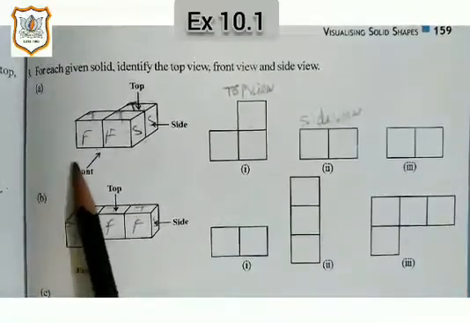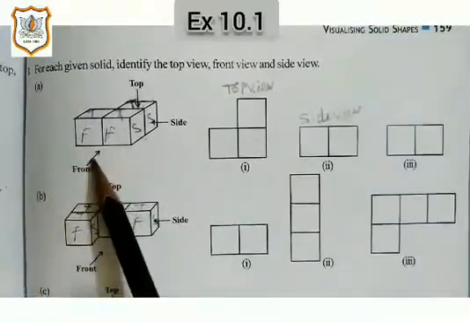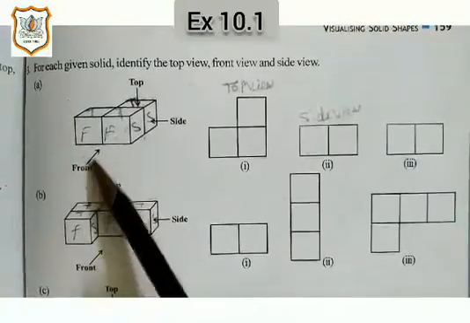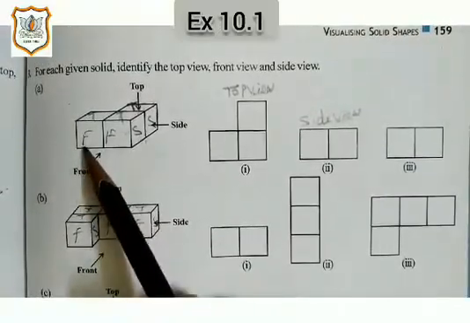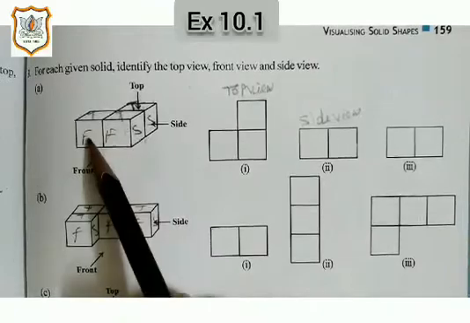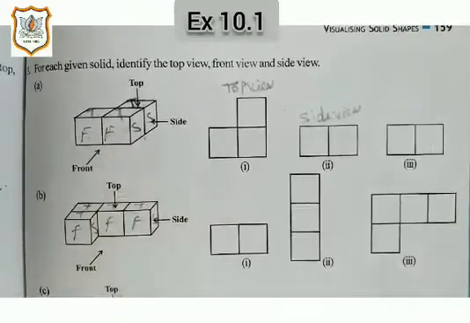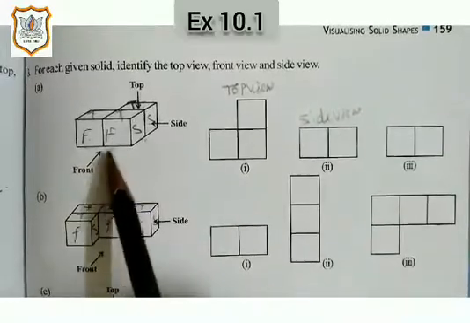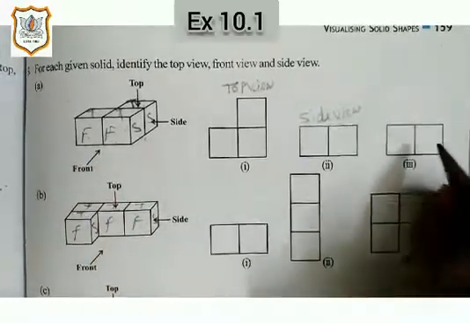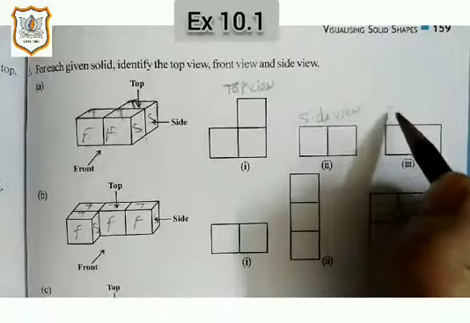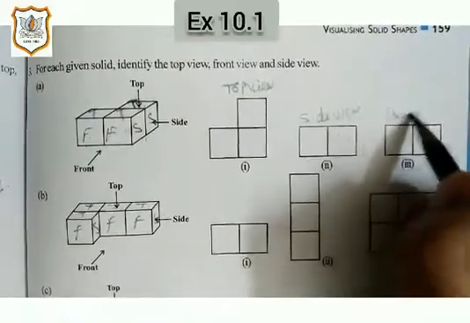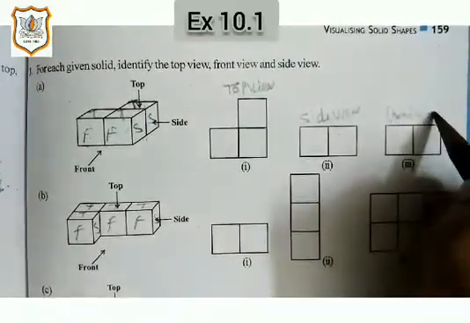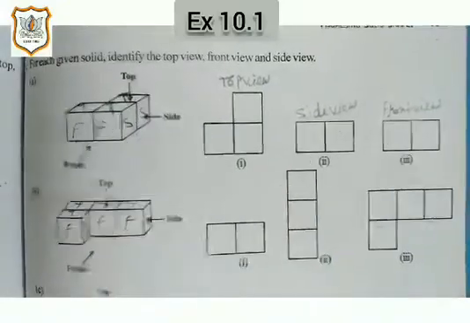And when you see this solid from the front, this is front. So you can see only 2 squares of this solid. So we write here F. F means front. So this is front view. Clear, students?